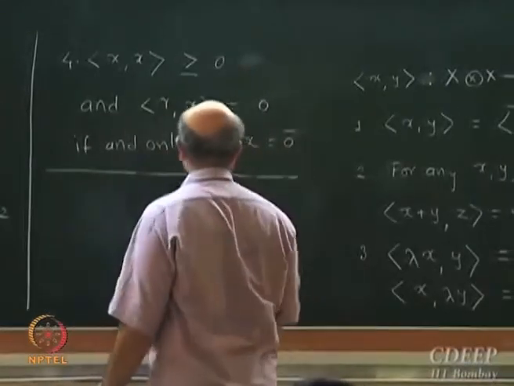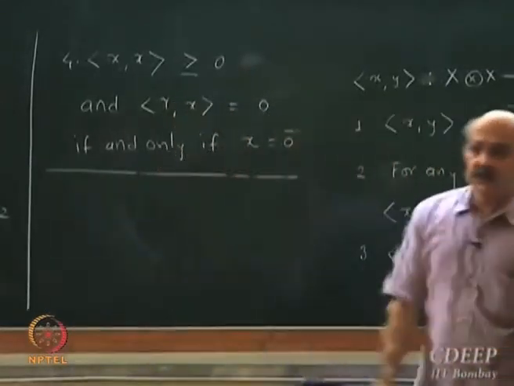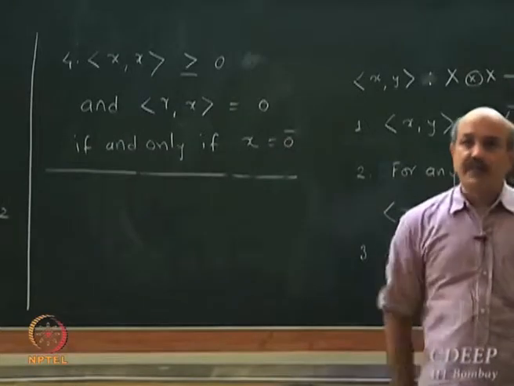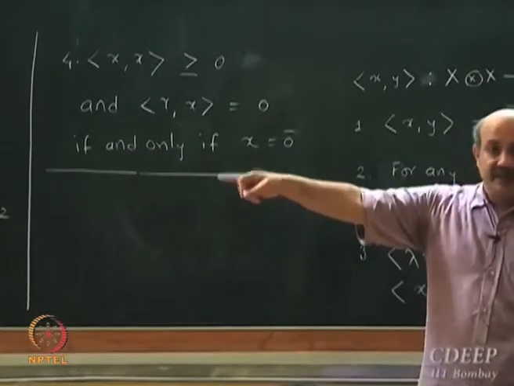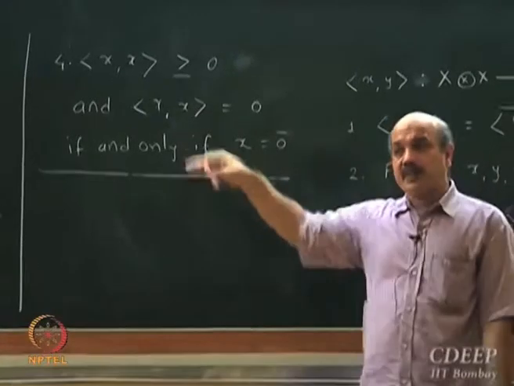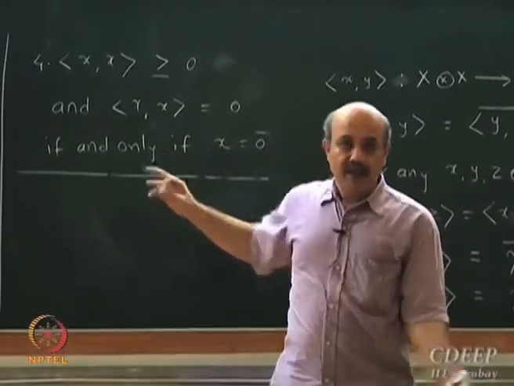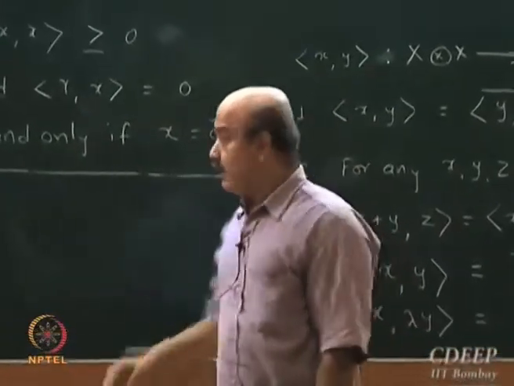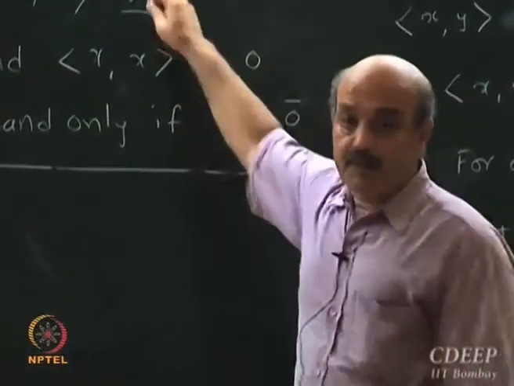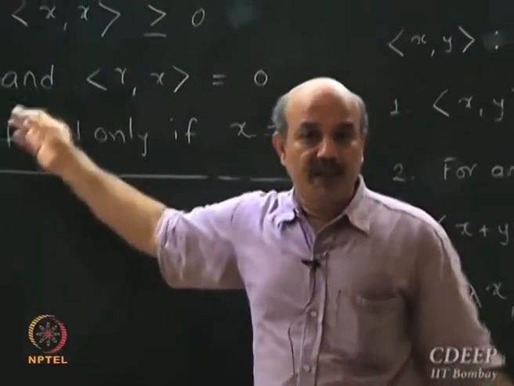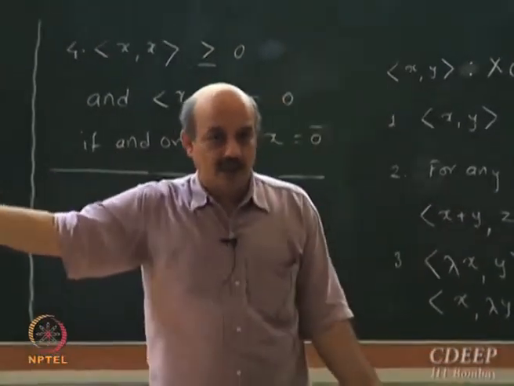So now let's start looking at whether we can define this. In 3 dimensions we defined a norm using the inner product. Can I do it here in a general vector space? I said any function that obeys these 4 axioms qualifies to be an inner product.